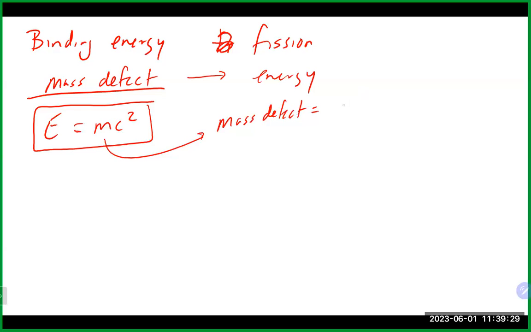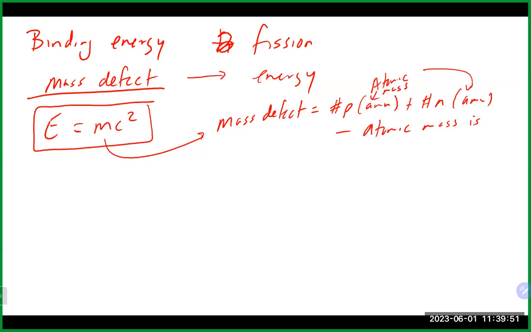And that basically is found by taking the number of protons times the atomic mass of protons, plus the number of neutrons you have times its atomic mass of a neutron. And you subtract it from the atomic mass of that isotope. And that will give you your mass defect, which is really what the m in Einstein's equation represents. c is our speed of light, which is a constant, 3 times 10 to the 8 meters per second.